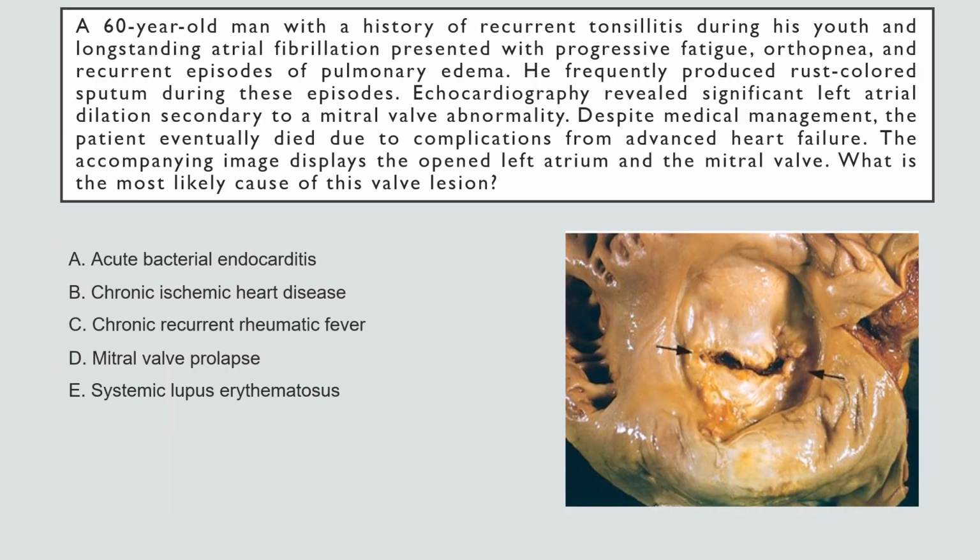Let's have a look at the second question. A 60-year-old man with a history of recurrent tonsillitis during his youth and long-standing atrial fibrillation presented with chronic fatigue, orthopnea, and recurrent episodes of pulmonary edema. He frequently produced rust-colored sputum during these episodes.